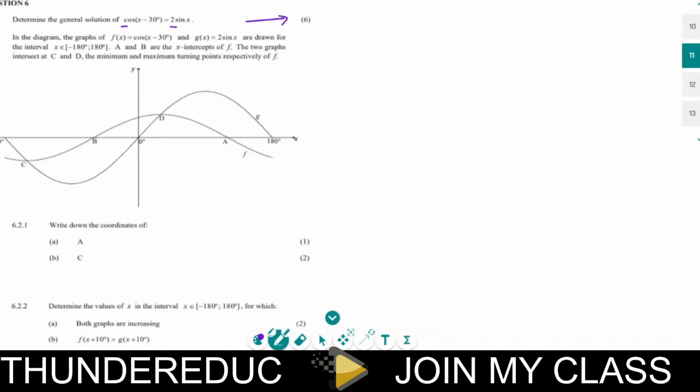So in this case, we have cos(x minus 30) is equal to 2 sine of x. So we have different scenarios. It's either we create only one trig ratio, or we can create a quadratic, and then we solve those using the quadratic formula. Now in this case, on my left-hand side, I'll have the cos of (x minus 30) being equal to 2 sine of x.